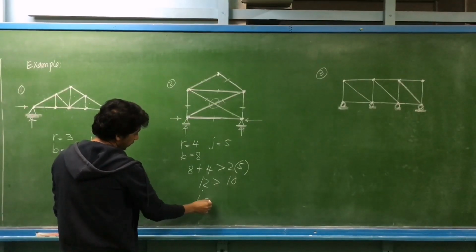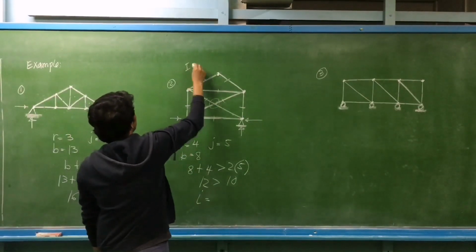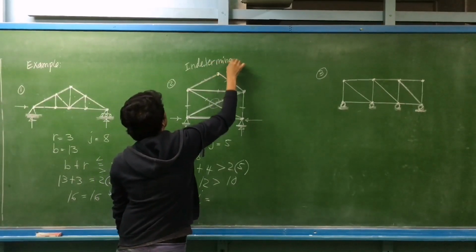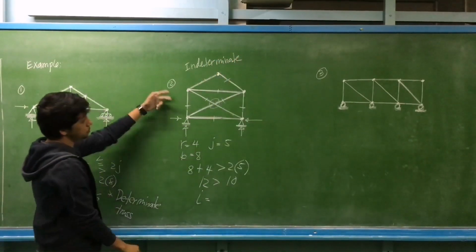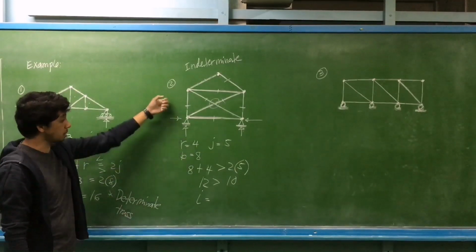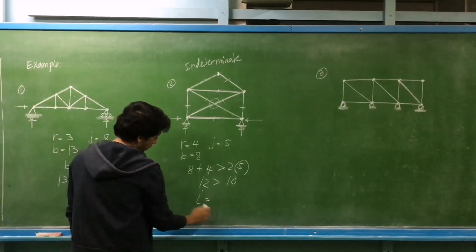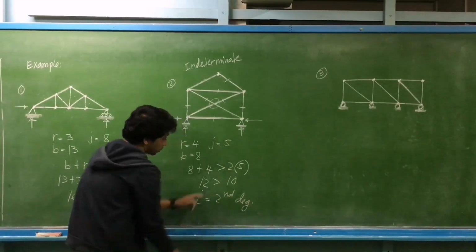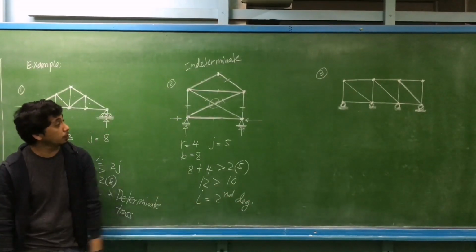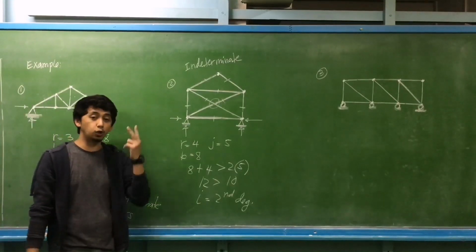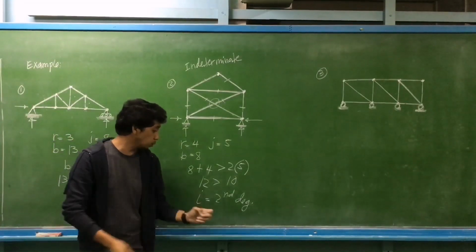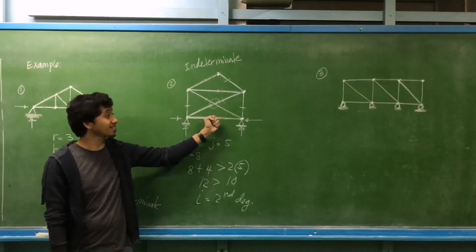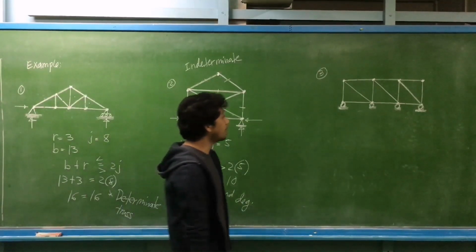This truss is indeterminate, and at the same time stable, we don't have a problem with its geometrical shape. It is indeterminate to the second degree, since 12 minus 10 is 2. We need 2 additional equations to compute all these unknowns, the axial forces and support reactions.